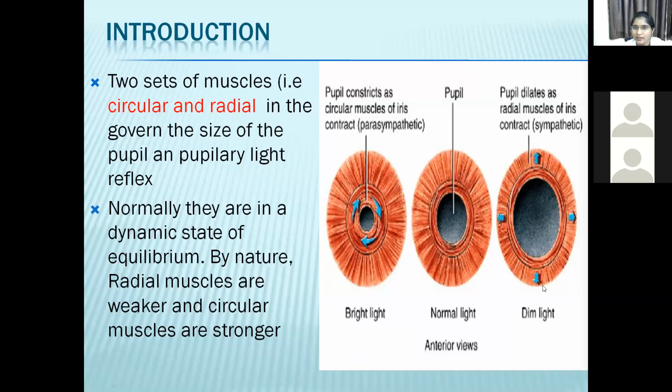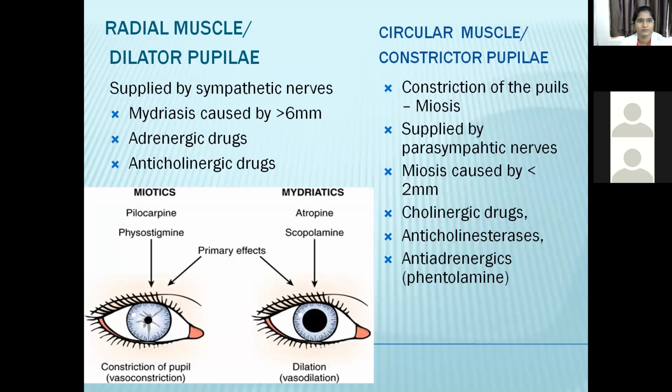What will happen if the radial muscles, the dilator muscles innervated by sympathetic nerves, contract? It produces mydriasis. So this dilatation of the pupil is called mydriasis. Normally they are in a dynamic state of equilibrium. By nature, radial muscles are weaker and circular muscles are stronger. The radial muscles are also called dilator pupillae and the circular muscles are also called constrictor pupillae and sphincter pupillae.